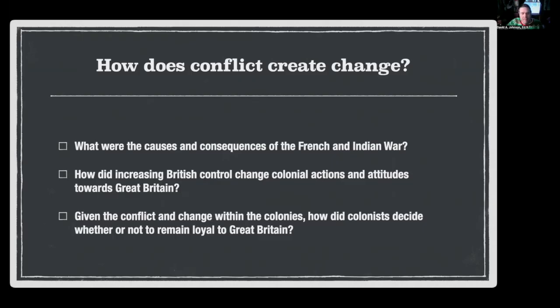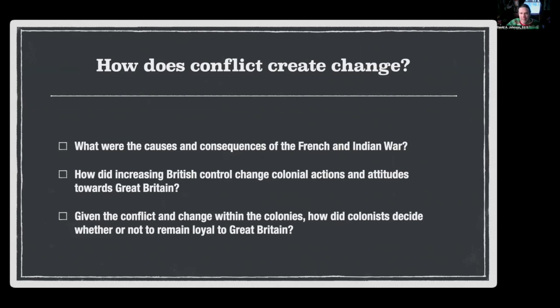And then the final lesson in this lead up to the revolution is, given the conflict and change within the colonies, how did colonists decide whether or not to remain loyal to Great Britain? The way we sometimes tell the United States story and the American Revolution, we make it seem that every single person that was living here was in favor of independence.